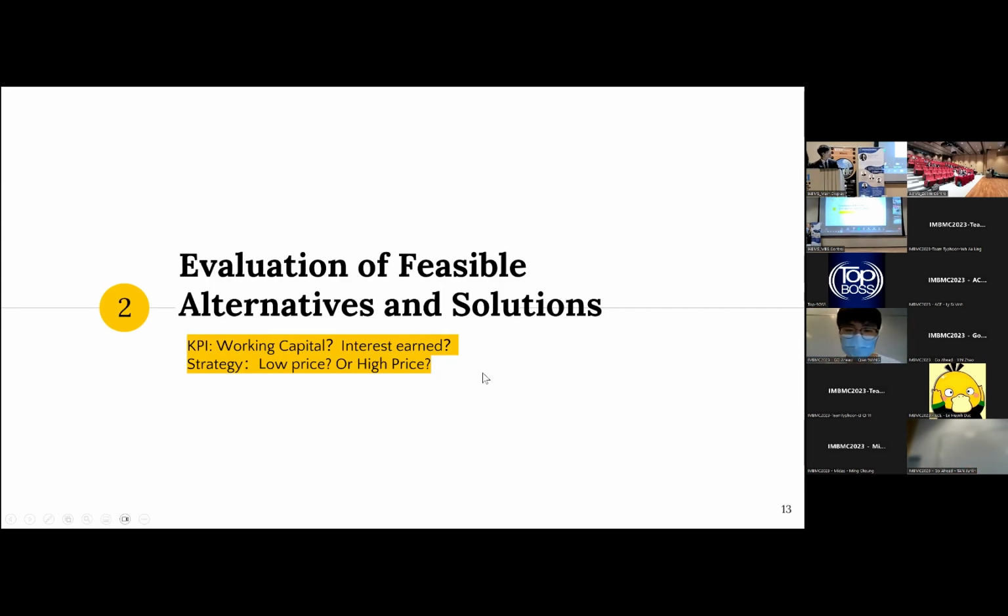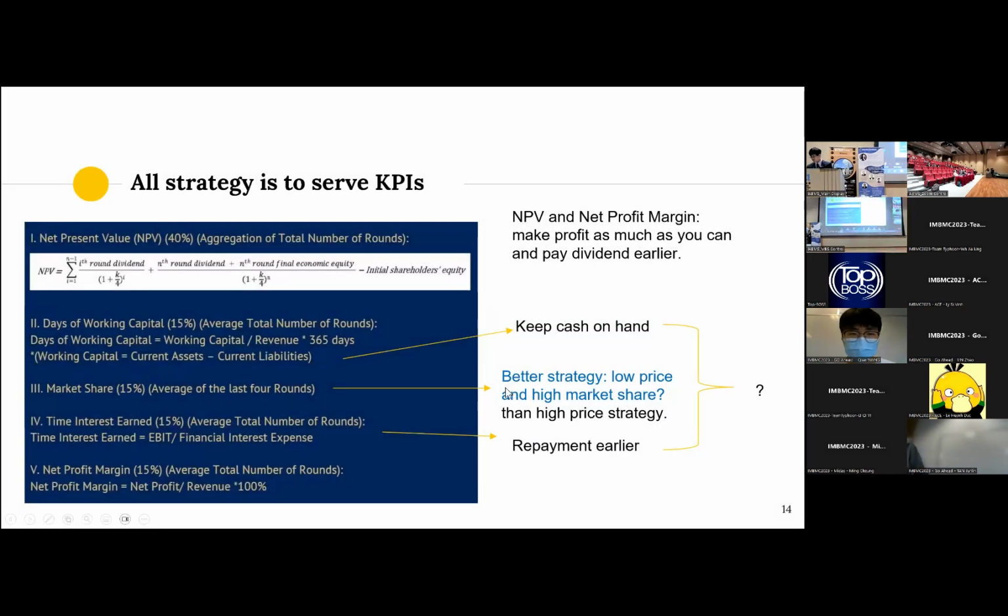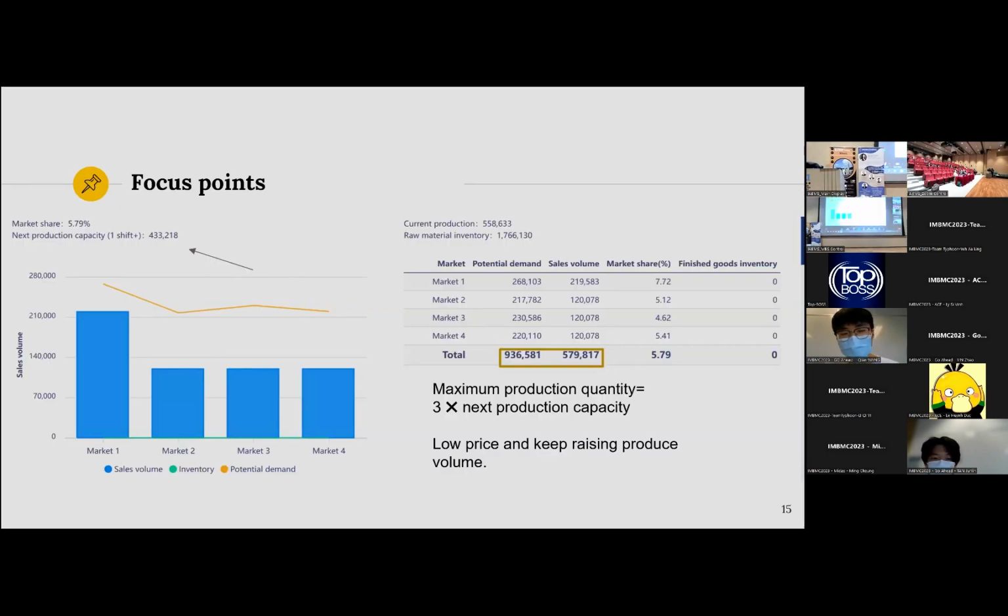Okay, when evaluating feasible alternatives and solutions, we must think about the KPIs, because all strategy is to serve KPIs. When splitting KPI, we can see NPV and net profit margin. It requires making profit as much as possible and paying dividends as early as possible. And when it comes to working capital and interest earned, there's some balance and trade-off: whether we keep cash on hand or repay earlier. In this case, we try to use a low price strategy because, by balancing, we think this is better.